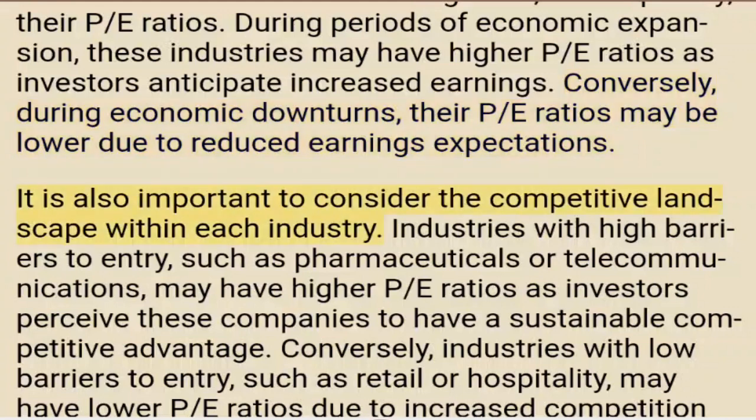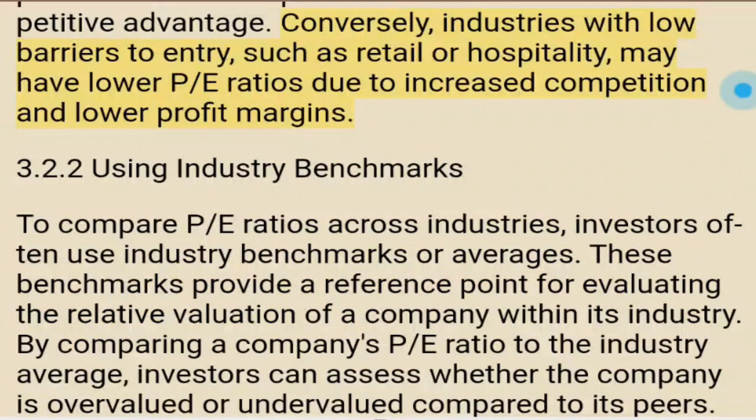It is also important to consider the competitive landscape within each industry. Industries with high barriers to entry, such as pharmaceuticals or telecommunications, may have higher P/E ratios as investors perceive these companies to have a sustainable competitive advantage. Conversely, industries with low barriers to entry, such as retail or hospitality, may have lower P/E ratios due to increased competition and lower profit margins.